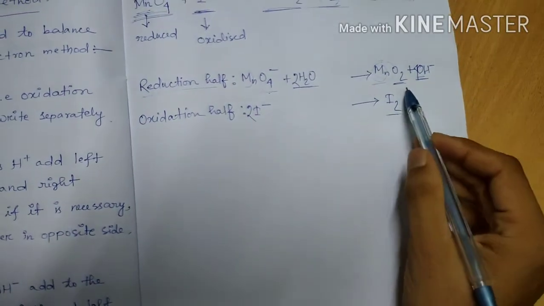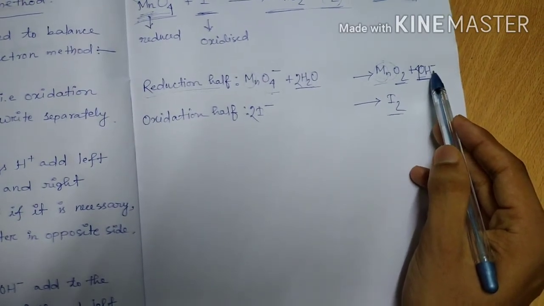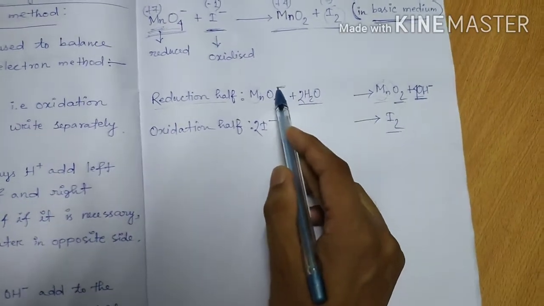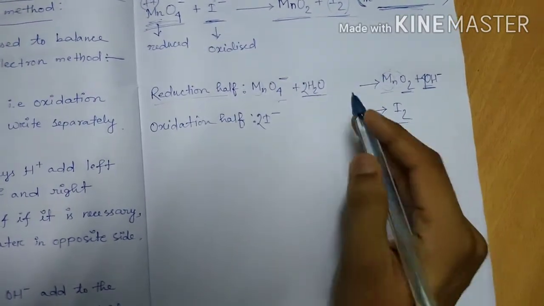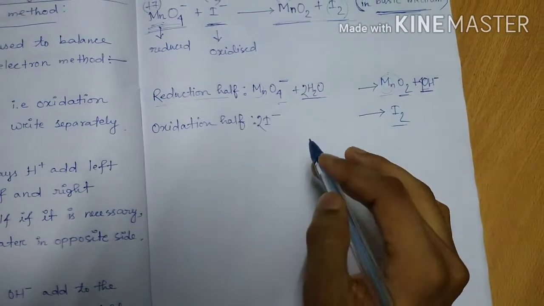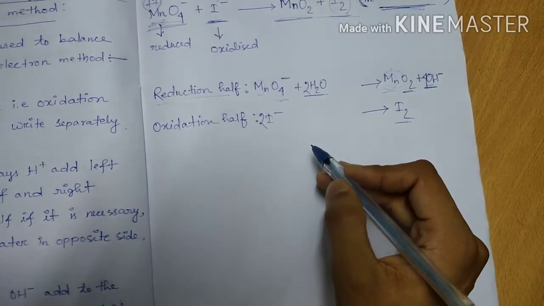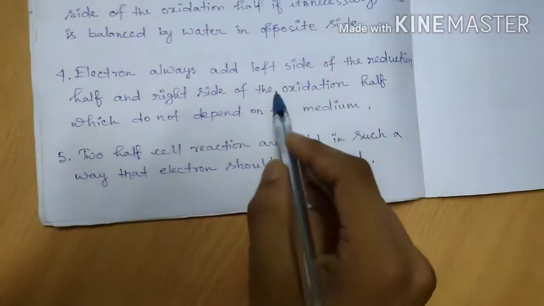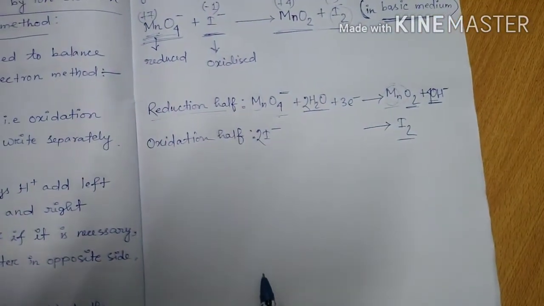So you see in the right side of the reduction half 4 negative charge is present, and in the left side 1 negative charge is present. So we have to add 3 electrons in the reduction half, and according to rule number 4, we have to add electrons in the left side of the reduction half. So we have to add here 3 electrons in the left side of the reduction half.